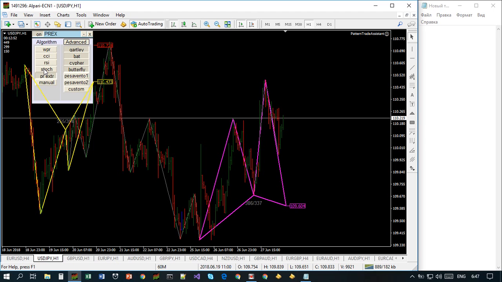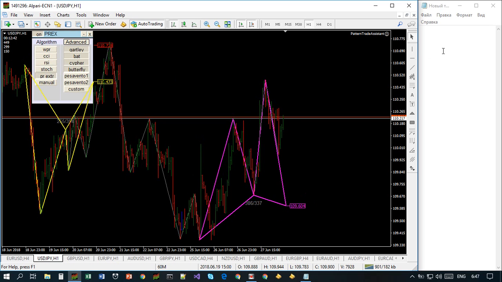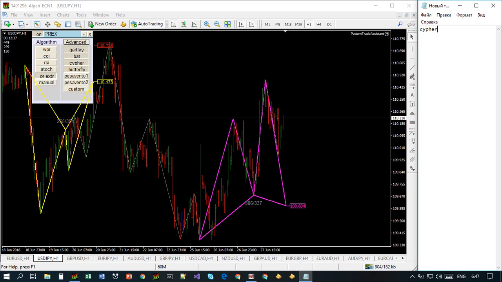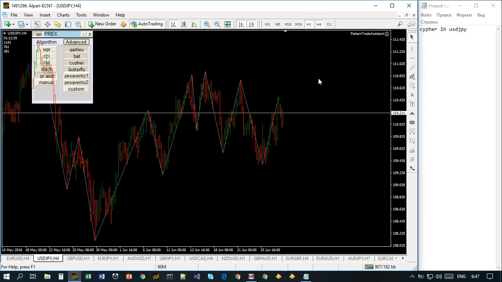Okay, stochastic supports, yes, RSI supports, commodity channel and WPR, so 5 of 5. Cipher pattern 1 hour, Cipher 1 hour USD JPY. Well, let's check the 4 hour situation. So what we have on 4 hour, basically we have nothing.